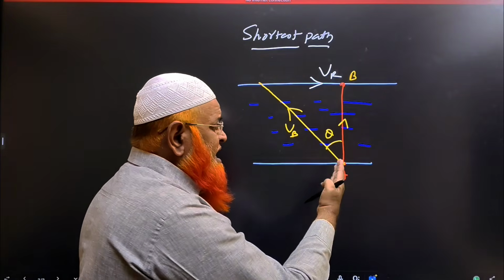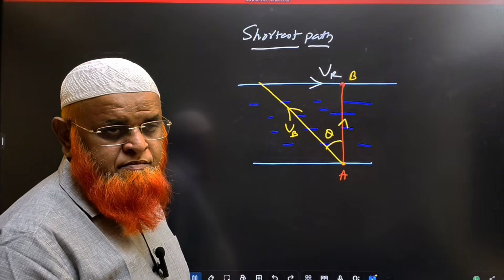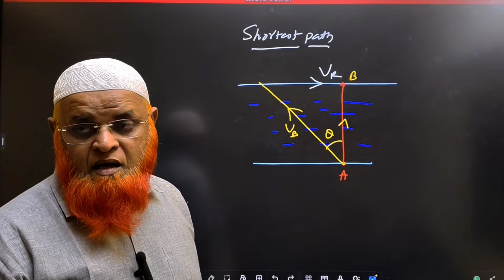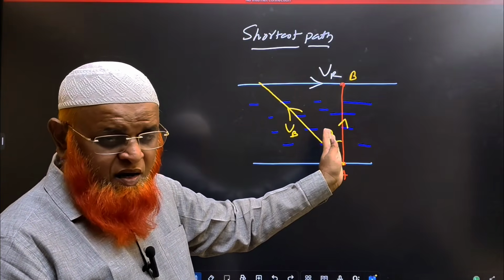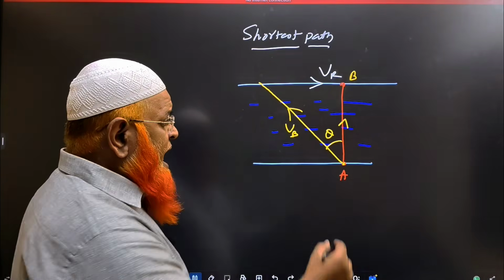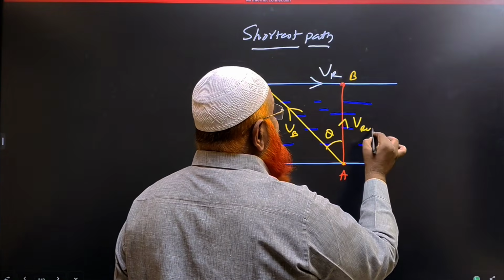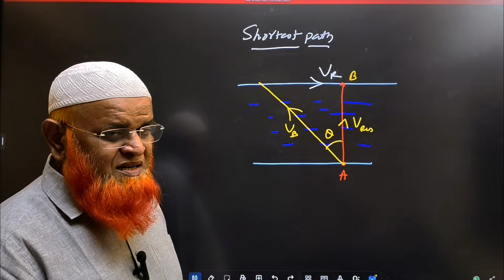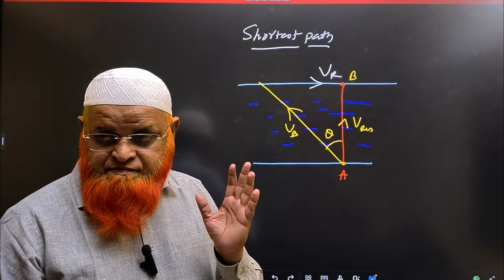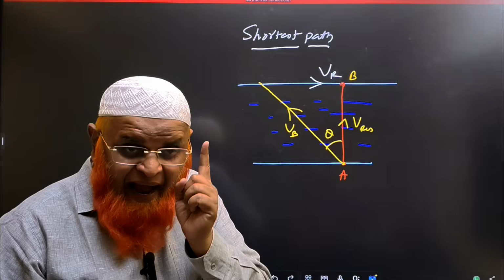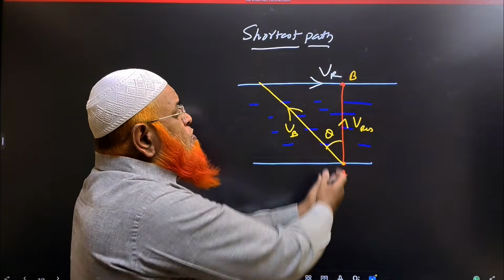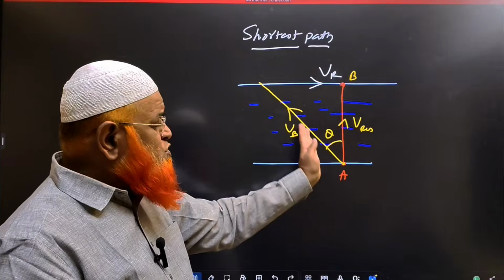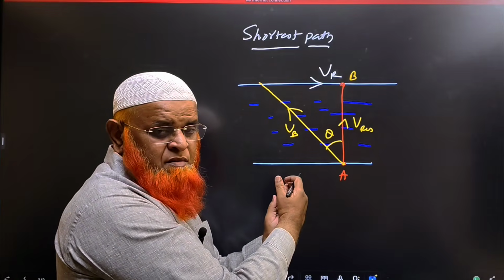Your boat does not go like this. It will go like this only. This is just to show the direction of the boat, but the boat will not go like this. It will go in this direction, and this is the actual direction, which is called the resultant velocity. Resultant means your actual path. You will move like this only, not like this. You have to keep the direction like this, but it will not go like this.